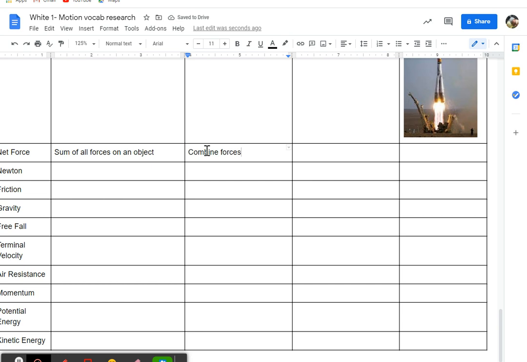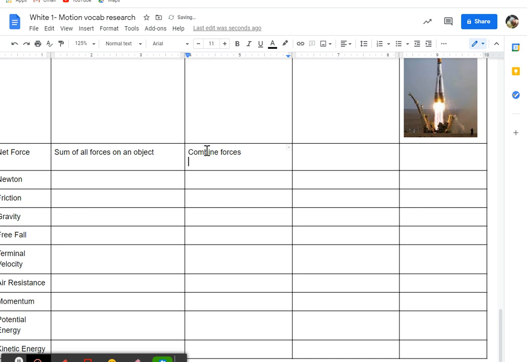All right, so for our equation, again, it's more of a description. We're combining the forces. It's all addition. So we're just adding the forces together. And Brian, what do we measure it in?